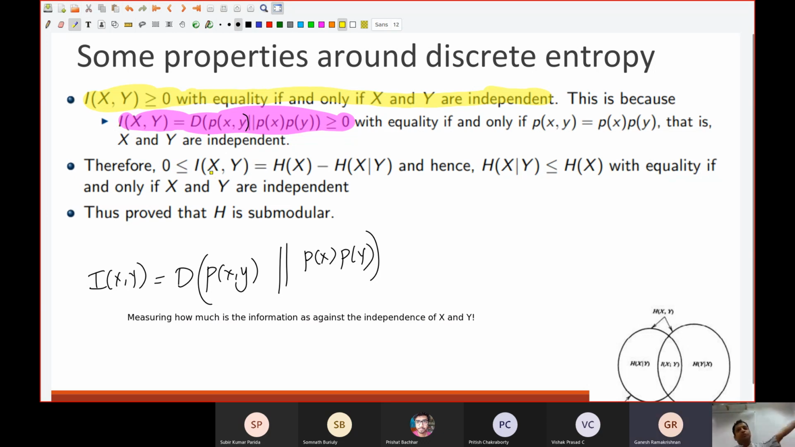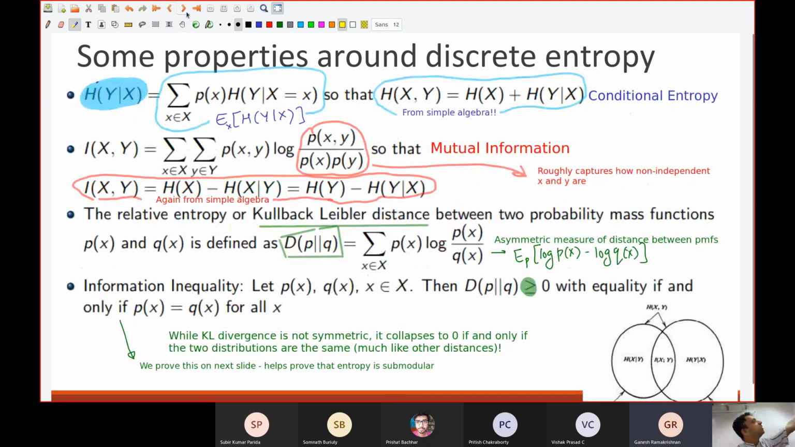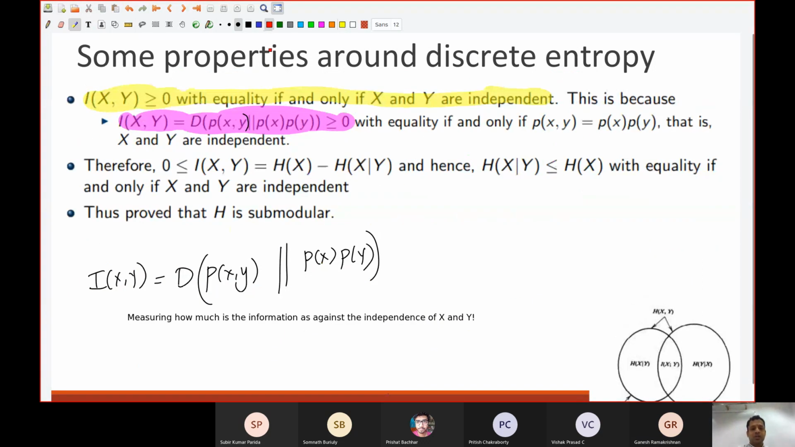But what is Ixy? We already saw the relation for Ixy. If you remember the one in red I wrote, Ixy is hx minus hx given y. This is the equality we had earlier. So therefore, hx given y is less than or equal to hx. You see this? That's the most interesting part. Now I have got that conditioning diminishes the entropy.